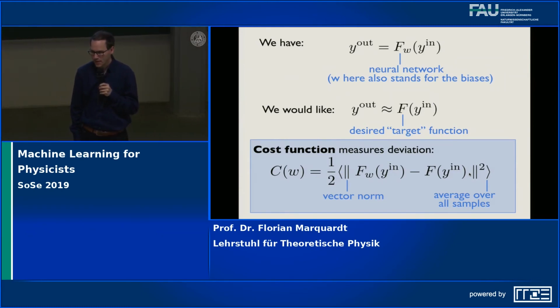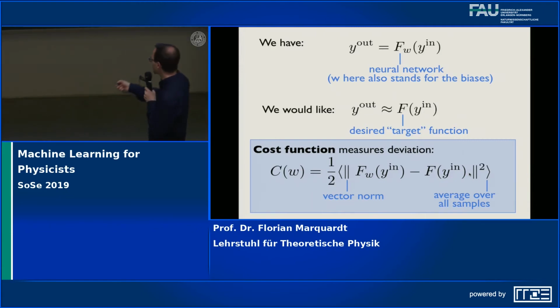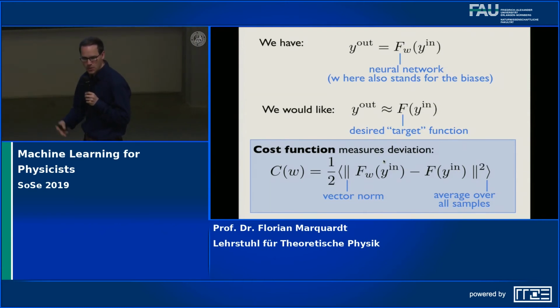Okay. Now this cost function no longer depends on the input sample because I've averaged over all possible input samples. However, it still obviously depends on these parameters W, on the weights of my neural network. Because if I choose different parameters, the answers that my neural network gives here will be different. Therefore, hopefully the deviation will be smaller and the cost function will be smaller. And so our task will now be to minimize this cost function, to find the set of weights W that will minimize my cost function. And that then defines the best fit that I can achieve with my network.